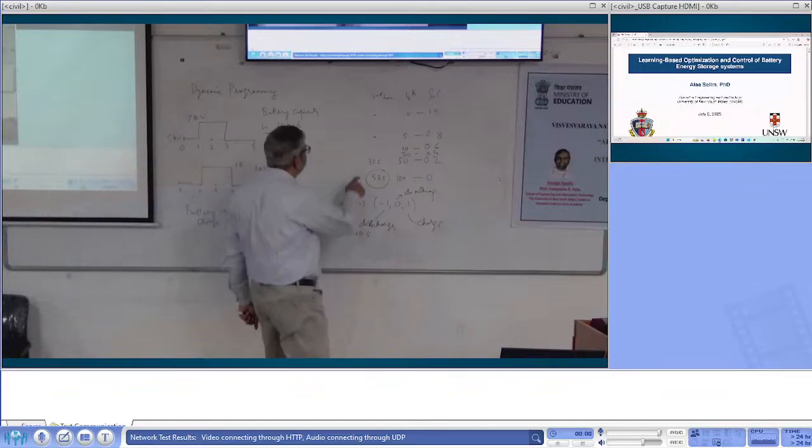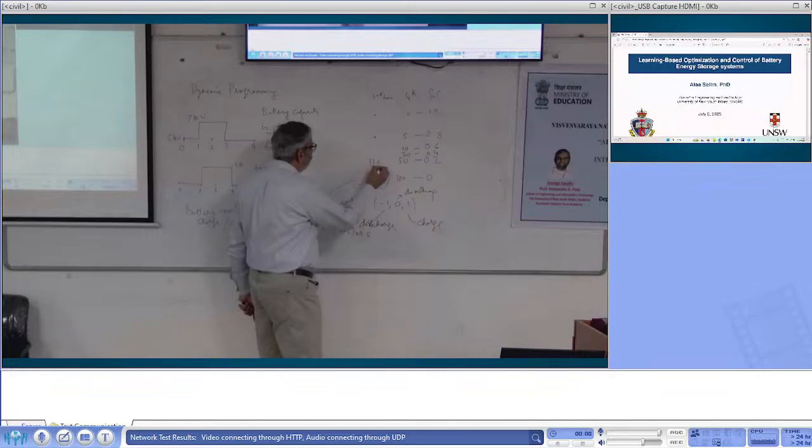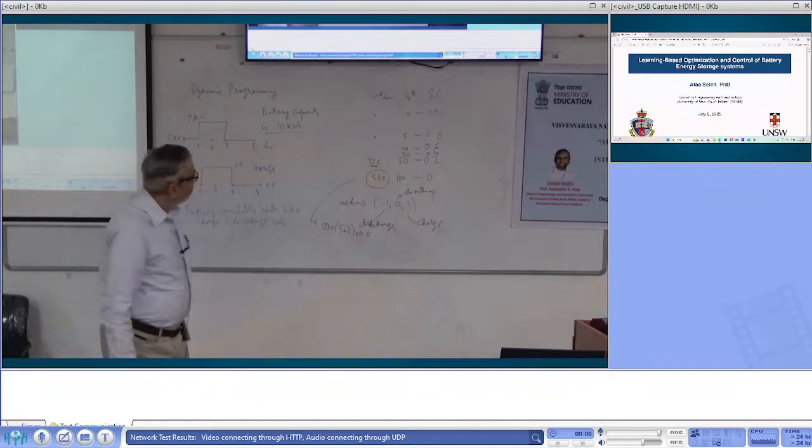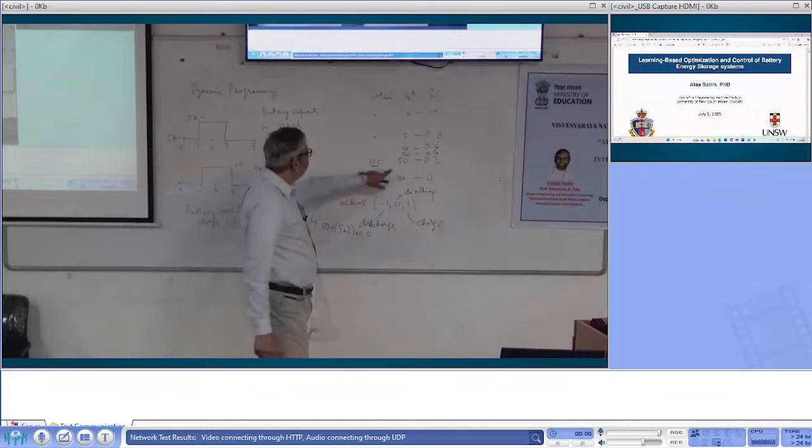Everybody got 33.5? Anybody who is not able to get that? Yeah, so 50 is the cost at the end. Once you reach there, the cost is 50. Here we are calculating for 100% discharge.